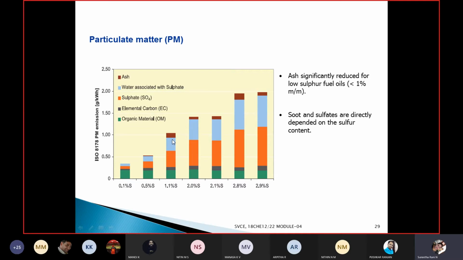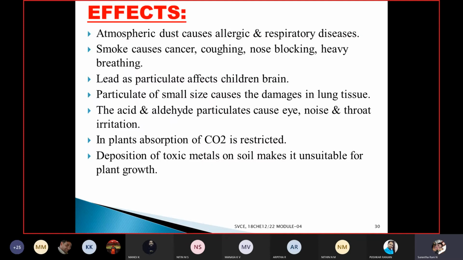We can decide what type of particulate matter it is, how it deposits on the surface of the atmosphere, and how it acts as a pollutant in the atmosphere. So what are its effects? Atmospheric dust causes allergic and respiratory diseases. It can cause cancer, coughing, nose blocking, and heavy breathing.